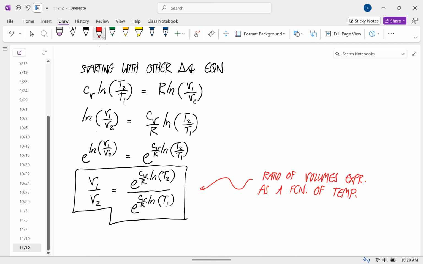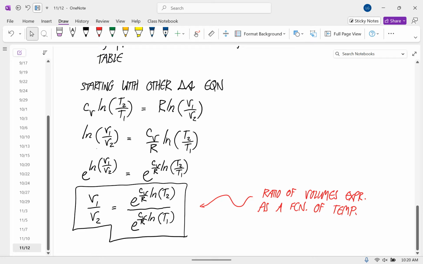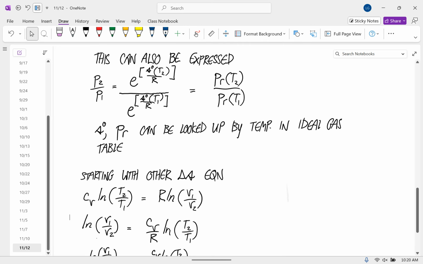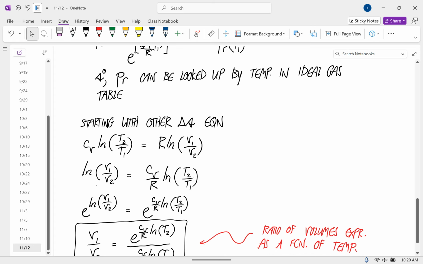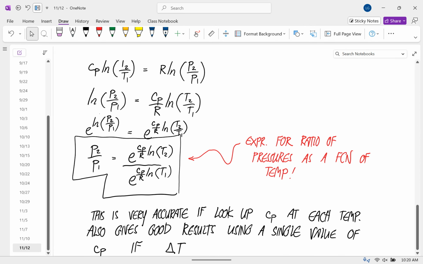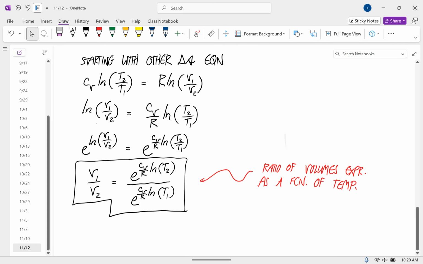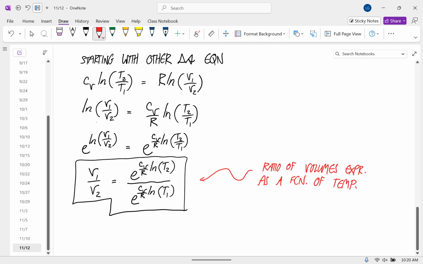And you can make intuitive sense out of the fact that these V's are flipped compared to the P's. The right sides of these equations look very similar. Compare these. The only difference is the one for pressures is a CP and the one for volumes is a CV. That makes it sort of easy to remember.